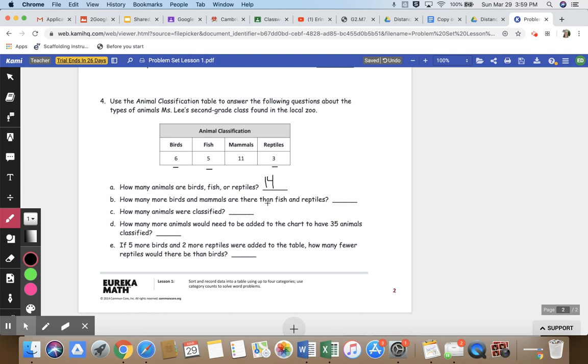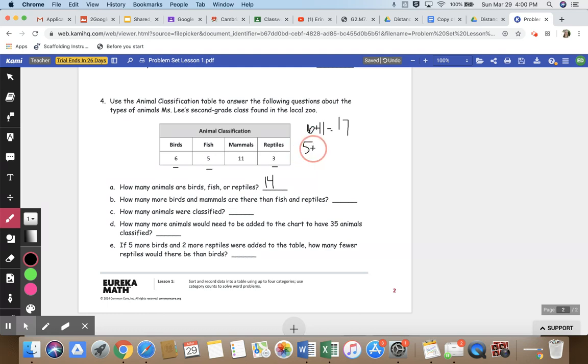Letter B says, how many more birds and mammals are there than fish and reptiles? So we're going to look at birds and mammals. We've got 6 plus 11 is going to give us 17. And we are comparing that to fish and reptiles. Well, I've got 5, 6, 7, 8. So 5 plus 3 is 8.